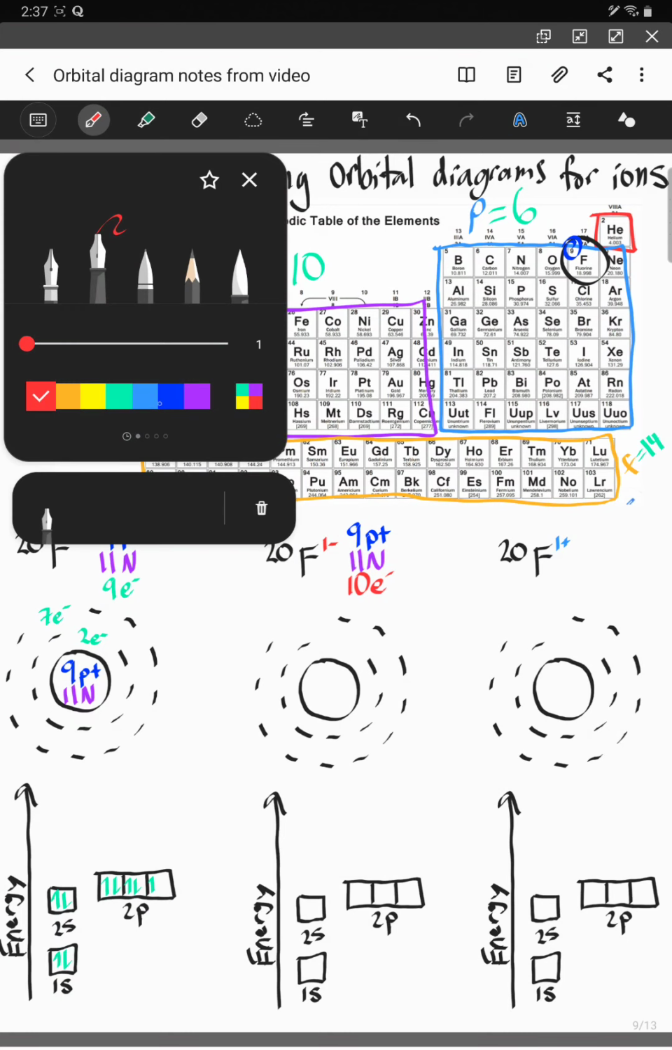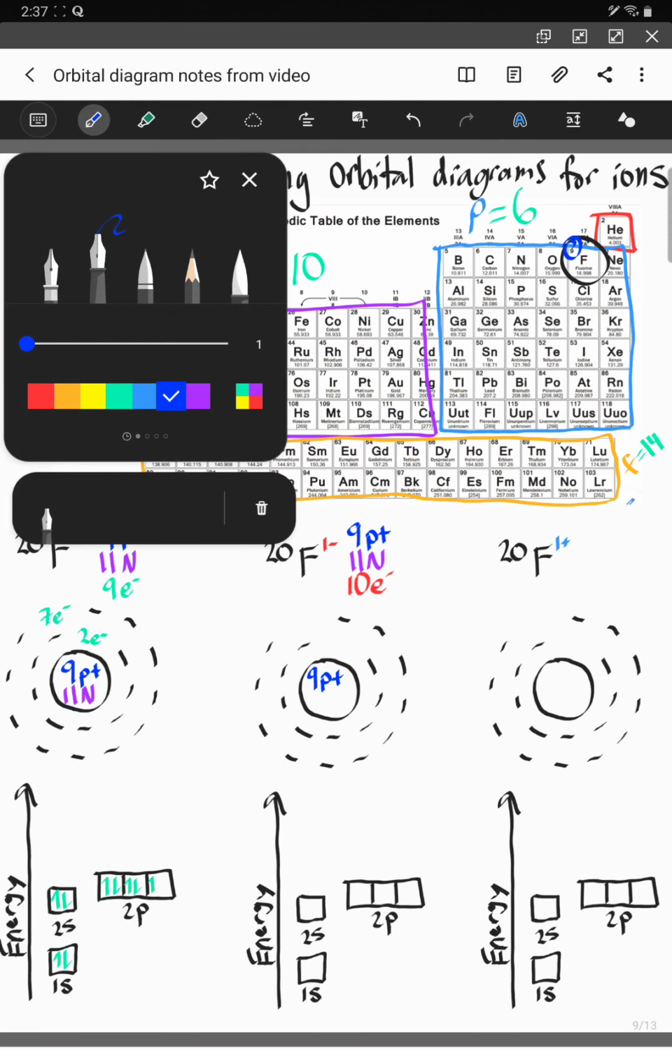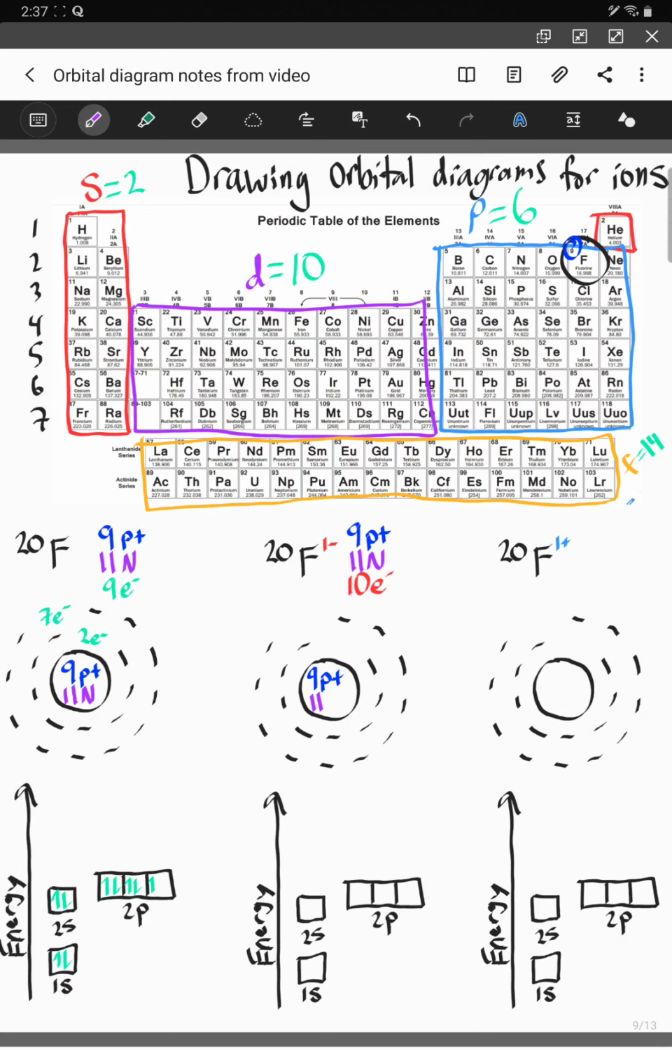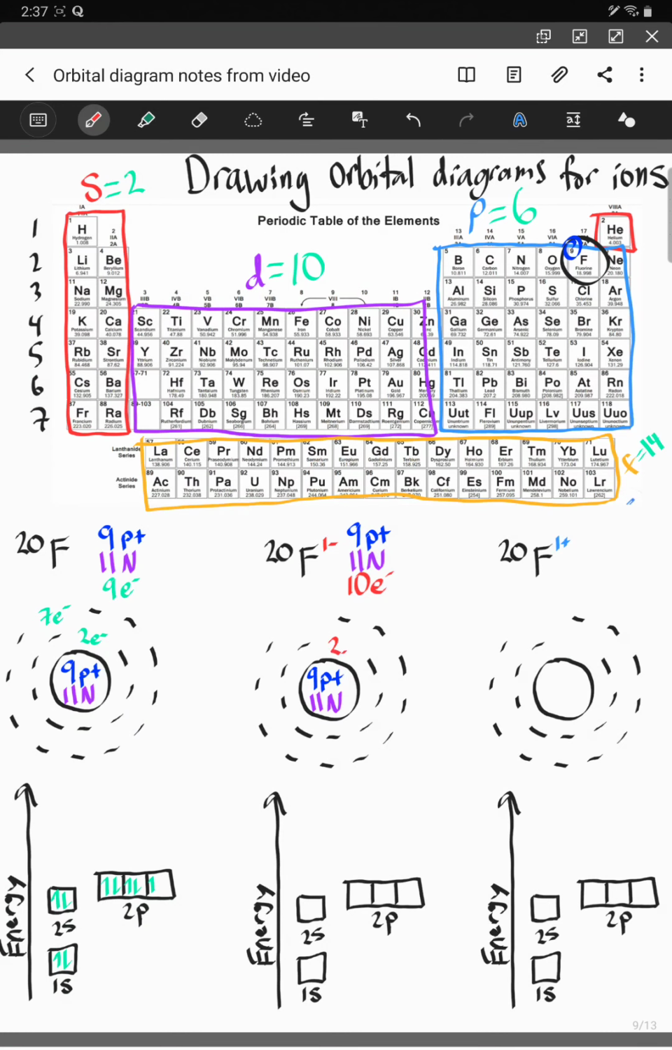So I can fill in my Bohr model, and again, we have 9 protons. That will never change for fluorine. We have 11 neutrons because the neutron number is not impacted by a charge. And then we can fill in our electrons. The first shell holds up to 2 electrons. And then the second shell can hold up to 8. And if we look at our number here, we already have 2 drawn, so we need to draw in 8 more to get to 10. So we're going to put 8 electrons in this second shell.